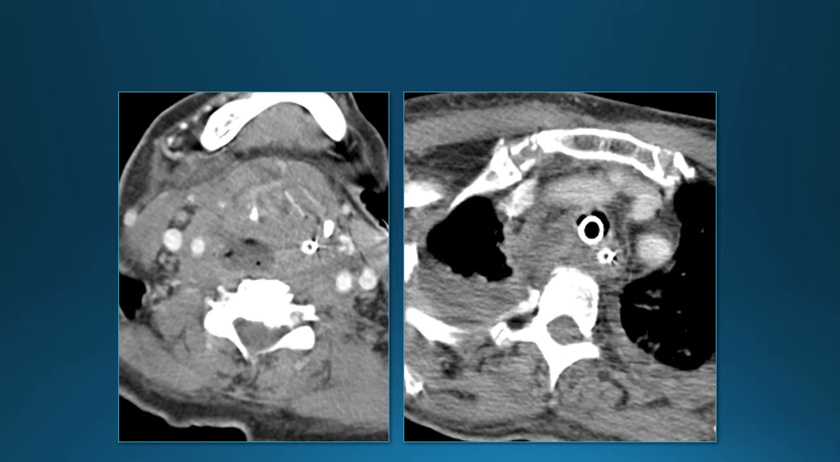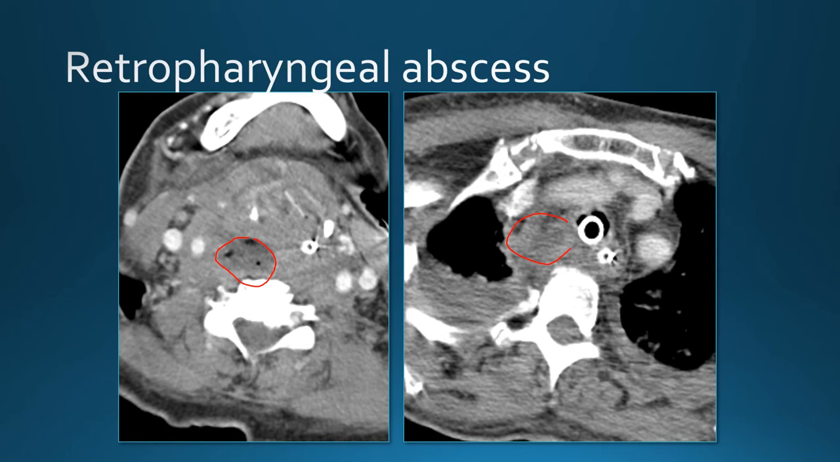Another patient with a retropharyngeal lesion. Here it is here. In this case, it's a little more rounded. We can see some gas in it. It extends into the mediastinum. This is a retropharyngeal abscess. Remember, the retropharyngeal space extends into the mediastinum. So if we have infection there, we need to look to make sure there's not infection extending into the mediastinum.